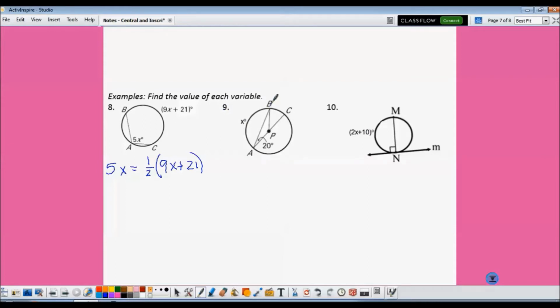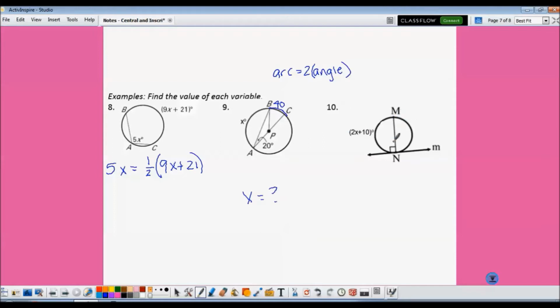For angle BAC this time, it's 20 degrees. If the arc is 20 and has to be half of what this was, in other words, the arc equals 2 times the angle, that tells us that arc BC is 40 degrees. What does x equal?